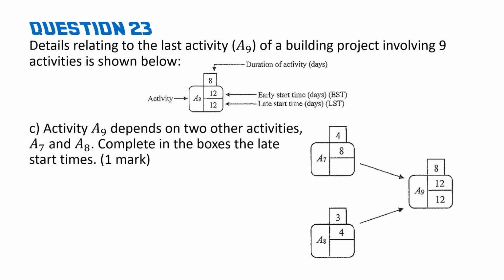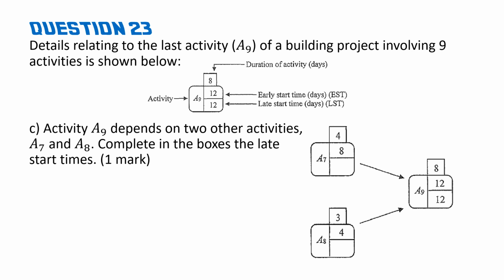For part C, it says that activity 9 depends on two other activities, namely activity 7 and activity 8, and it wanted you to complete the boxes for the late start time. So this is just working backwards. So we know that our earliest start time for activity 9 is 12, so that's where we're going to start with both of them. So let's look at A7.